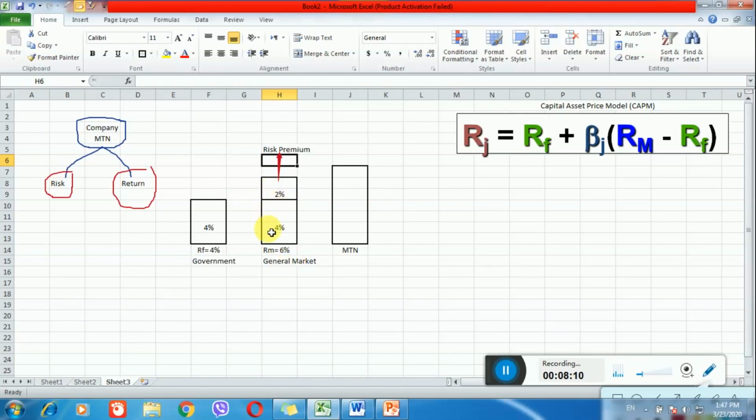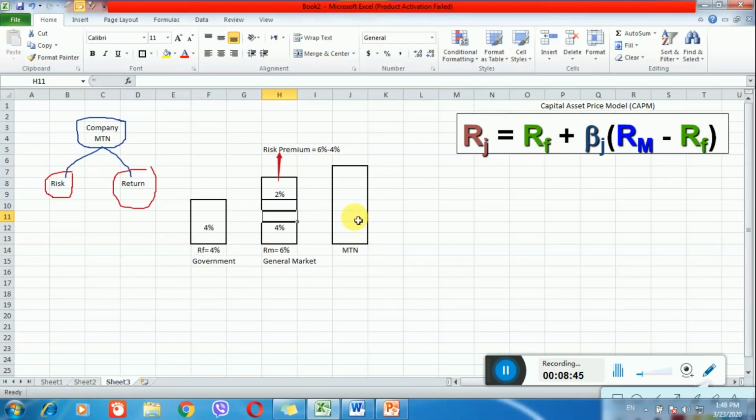That is why the general market is giving you 2% extra, while with the government there is no risk, so it is only giving you 4%. This 2% is called the risk premium, and it can also be computed as 6% minus 4%, meaning this 2%. And this risk premium is in exchange for the risk the general market is having.